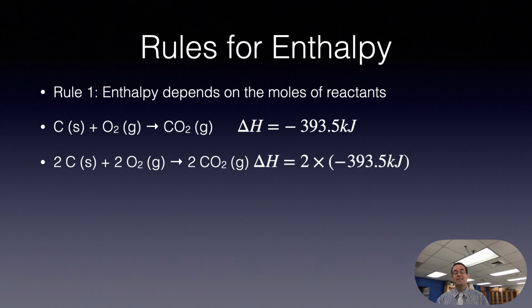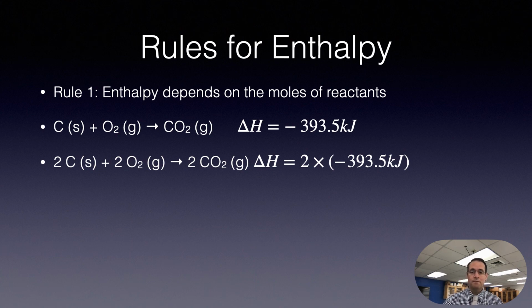So first of all, it depends on the moles of reactants. So if we have this combination reaction between carbon and oxygen to produce carbon dioxide gas, the delta H is negative 393.5. If we double the amount of all reactants and products, we get this balanced chemical equation with not the smallest whole number coefficients, but we have 2 carbon, 2 oxygen, 2 CO2. The delta H is just going to be double because we have twice as much material, okay?